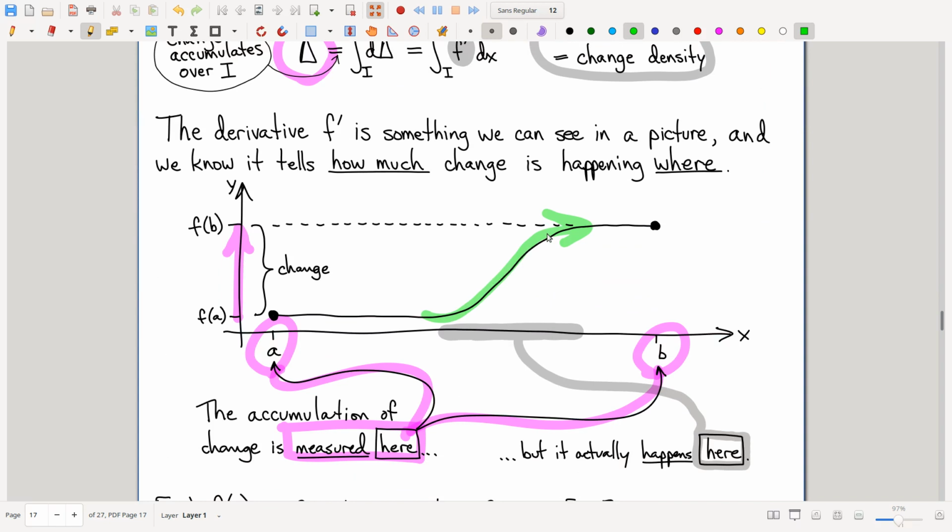Right? Change happens in the interior here. So be open to the idea that maybe you can think of it analogously in the other context. Okay, so I think there's a lot of value with that.